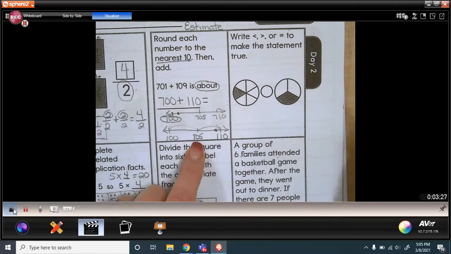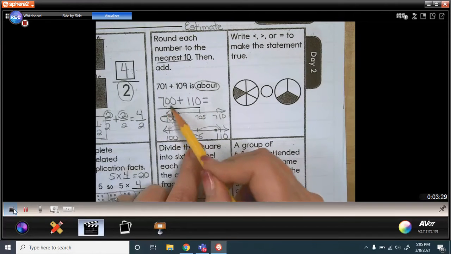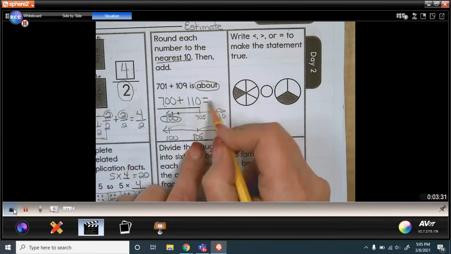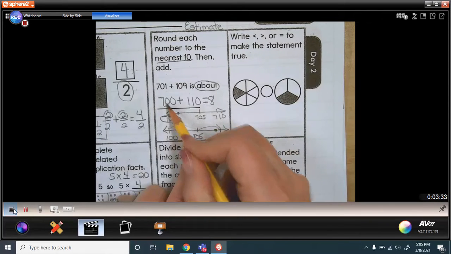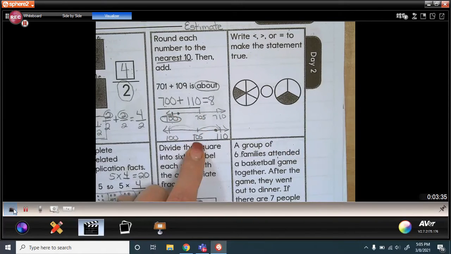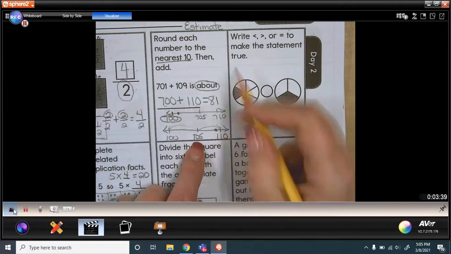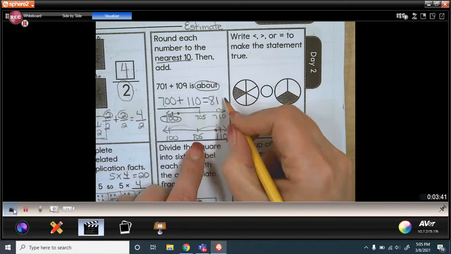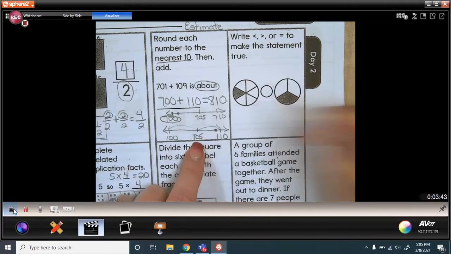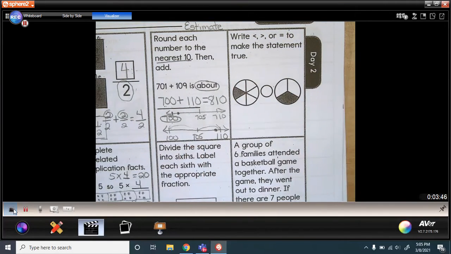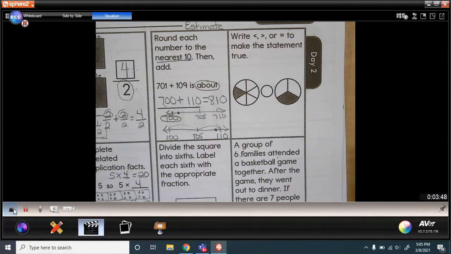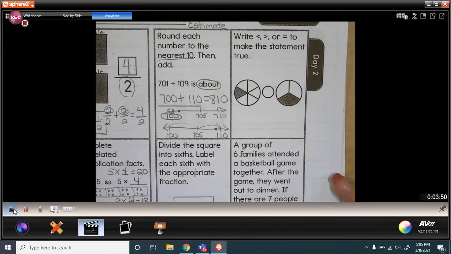Now, when I add these together, 700 plus 100 is 800. I don't have any tens in my tens place here, but I do have one 10 here, which is 10, and no ones because we're rounding to the closest 10, so there shouldn't be any ones. So I have 810 as my rounded estimate.